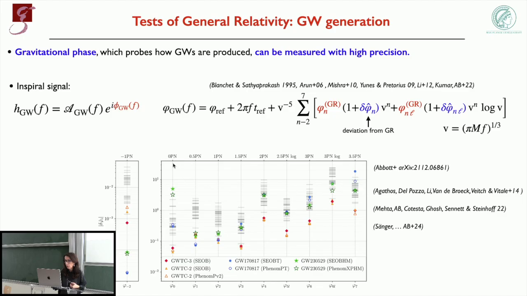For 0 leading order PN, 0.5 PN, 1 PN, I wanted to draw your attention to this minus 1 PN. What is that? Well, if the theory of gravity is not general relativity but a scalar-tensor theory, you actually also have dipole emission. The leading order multipole is not the quadrupole, but the dipole. And the dipole emission is particularly important at low frequency, in the long inspiral.